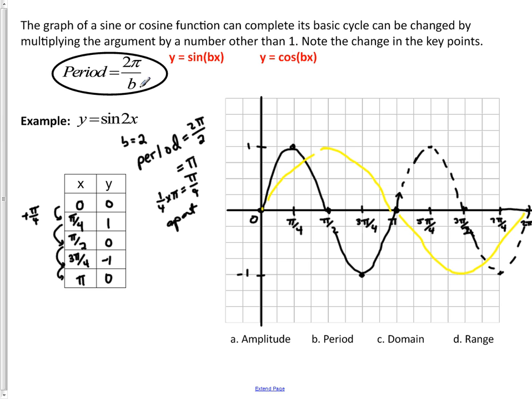So another way of thinking about this period idea is that our period is related to the original period by 2 pi over b, by that b value. Otherwise, the same features for our graph apply. Our amplitude is 1 right here. Our period, well, now instead of being 2 pi, is equal to pi. Our domain is still all real numbers, and our range is still, as in our original graph, from -1 to +1. So this is going to be useful for us.